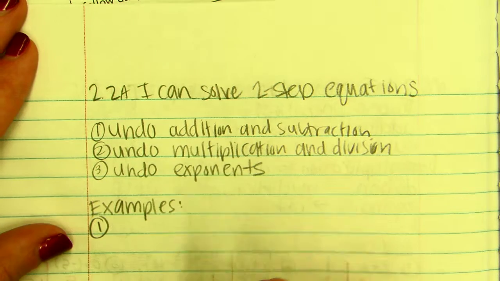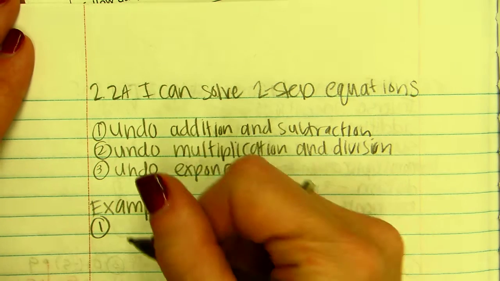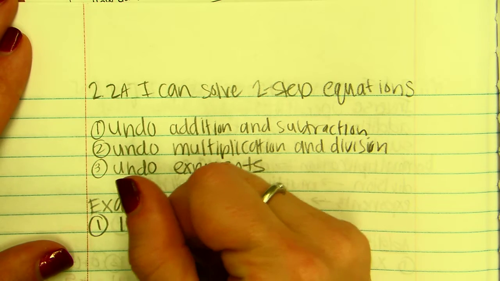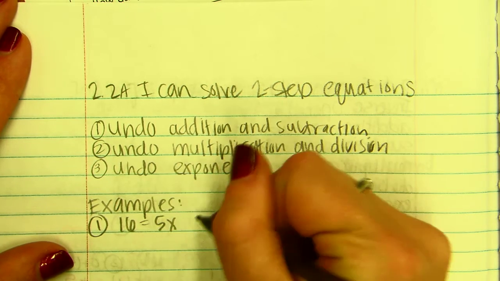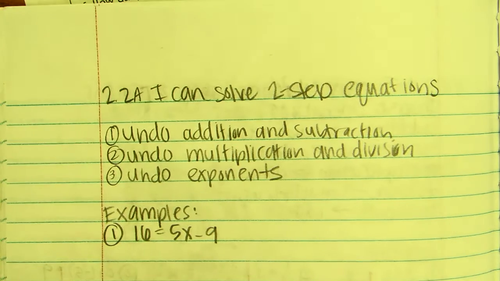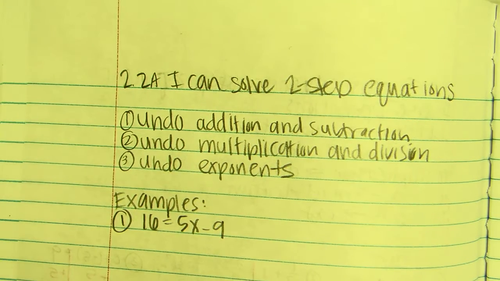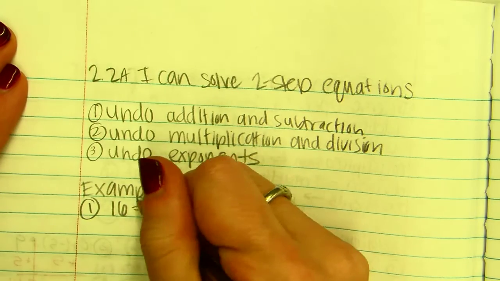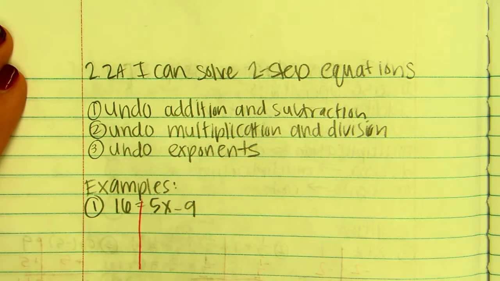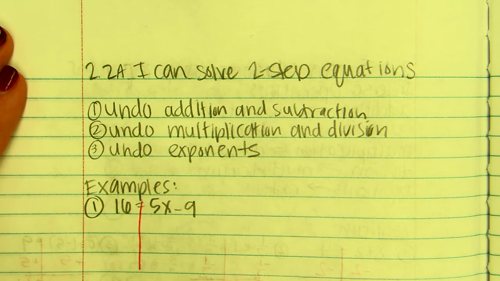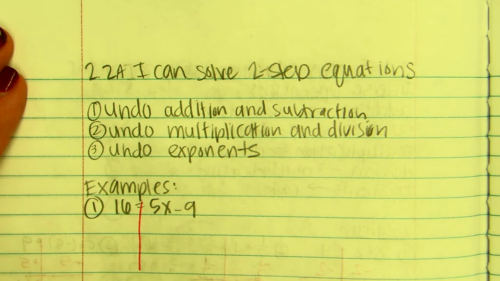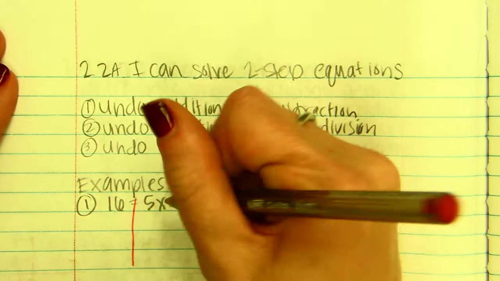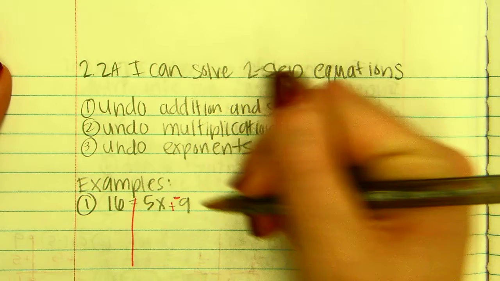For example 1, let's do 16 equals 5x minus 9. And I usually start by drawing a line down my equal sign to remind me that whatever I do on one half of the equation, I have to do on the other half. And then I also usually change the sign of the one behind before I start.